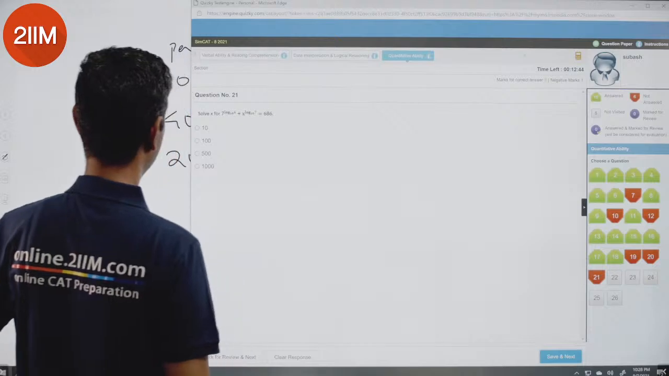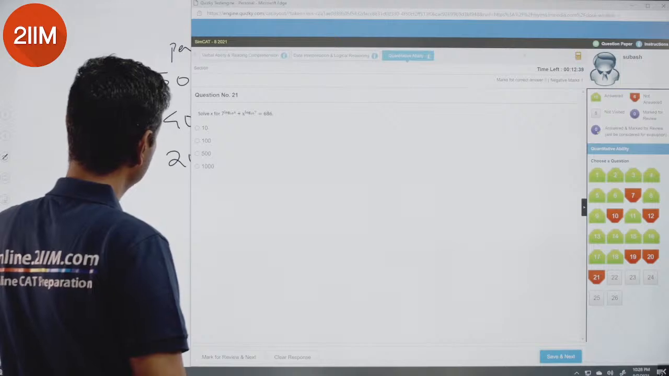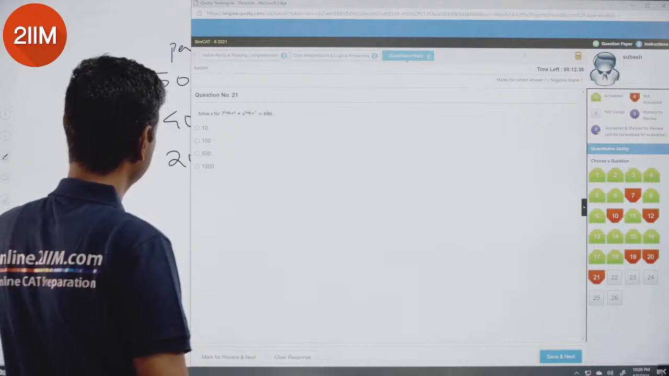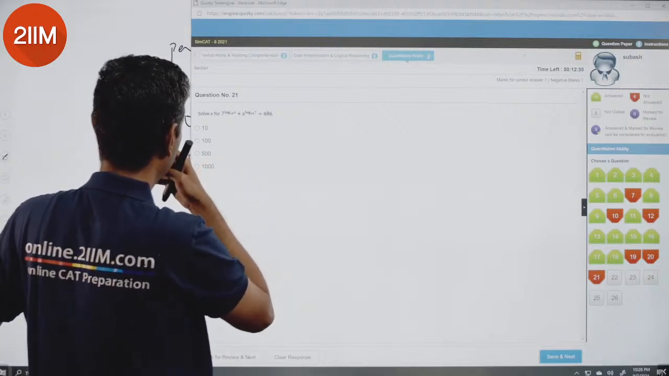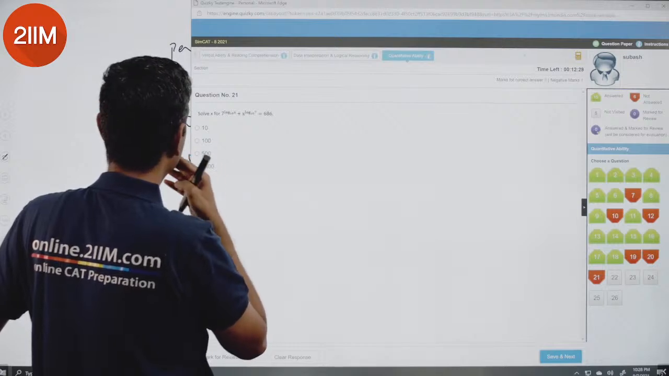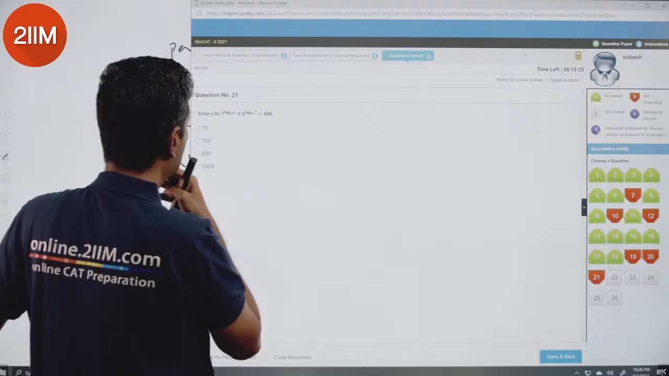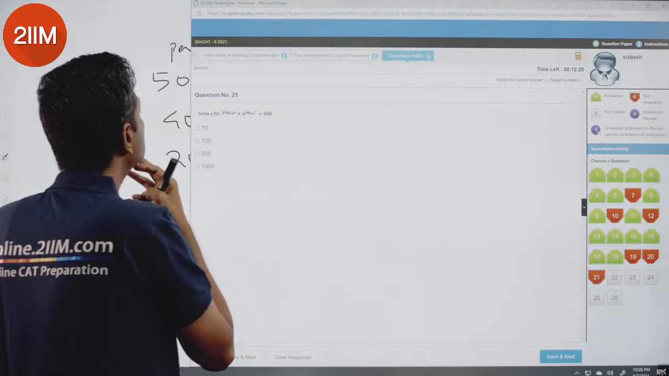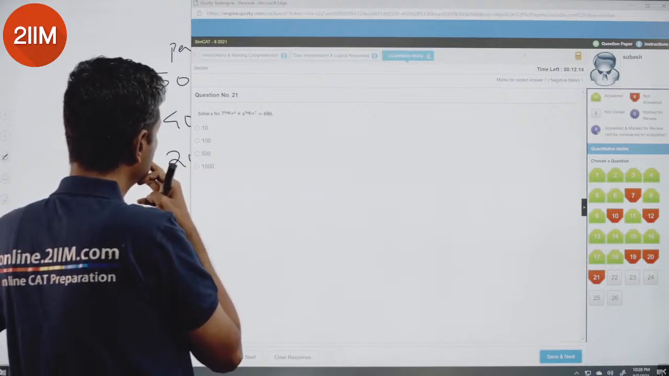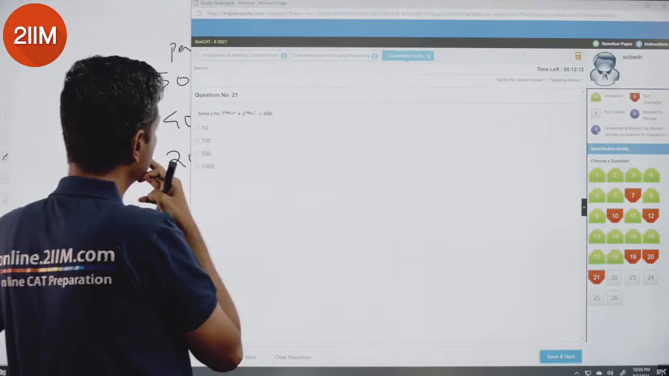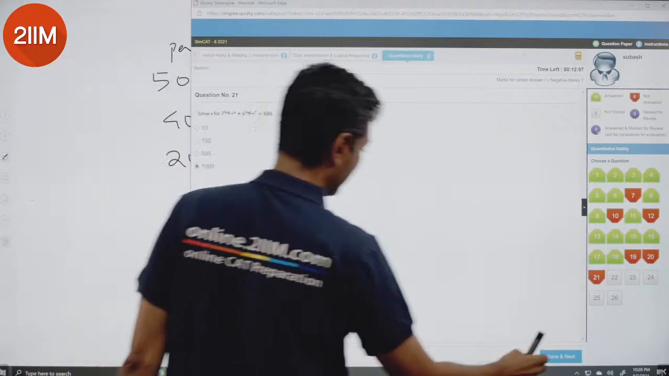7 power log x to the base 10 plus x power log 7 to the base 10 is 686. I can guess this. Log 10 to the base 10 is 1, 7 power 1 plus 10, that doesn't work. 100, log 100 to the base 10 is 2. Seven square, 1000, 7 cube. The 7 cube plus 7 cube, 343 plus 343 is 686. I have guessed that, lucky.